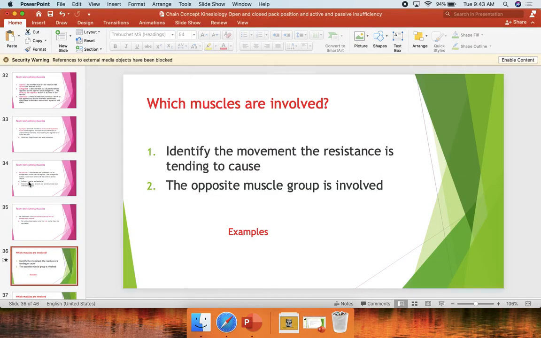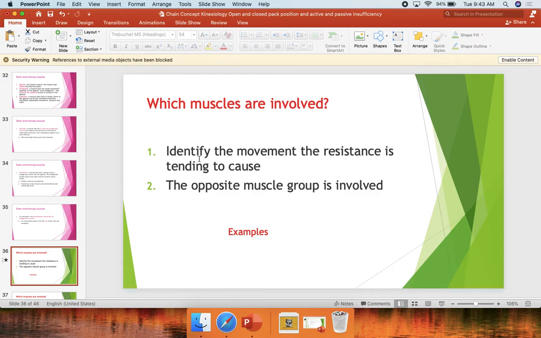So, what's a general beginning point? How can we begin to understand and talk about the muscles that are used in a certain type of movement? This is a general rule. This actually came from Dr. Johnson, and I have used it. I like it. I think it is useful as a beginning point, and after that, it can springboard you forward. So the first step is to identify the movement resistance is causing.